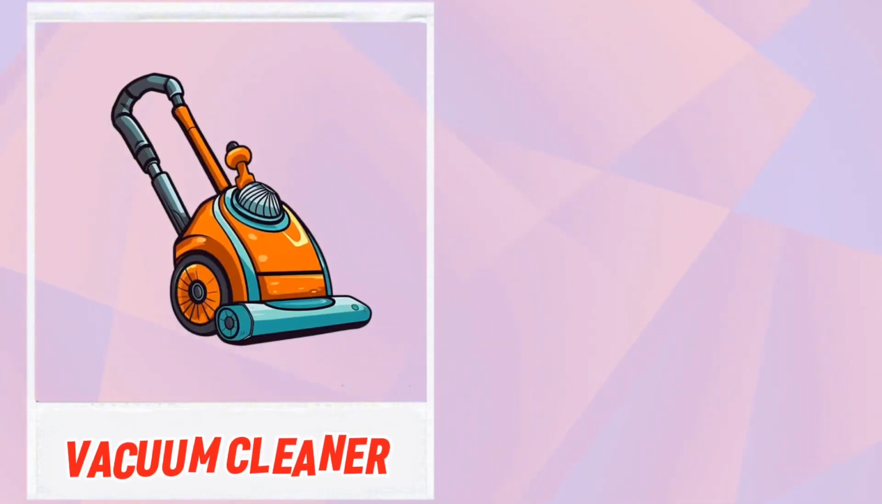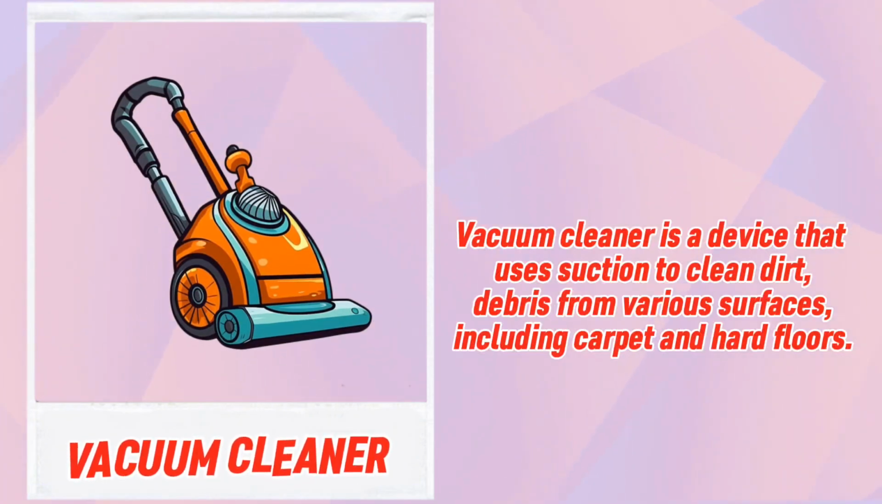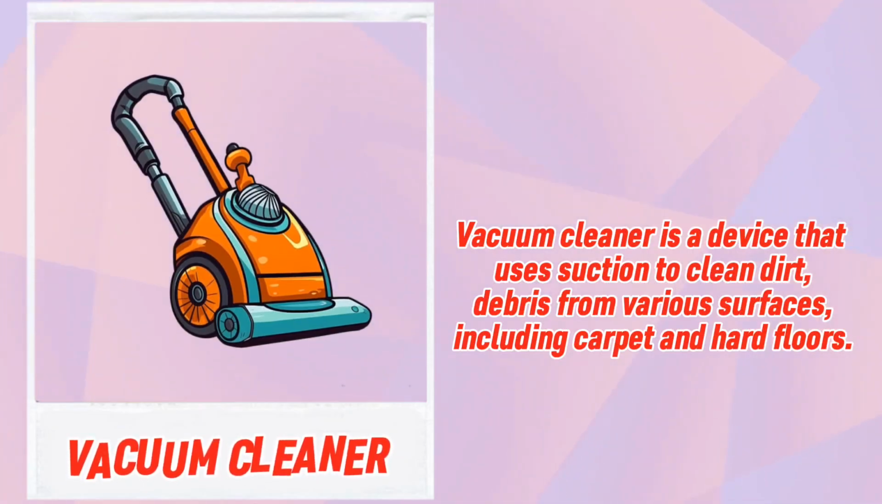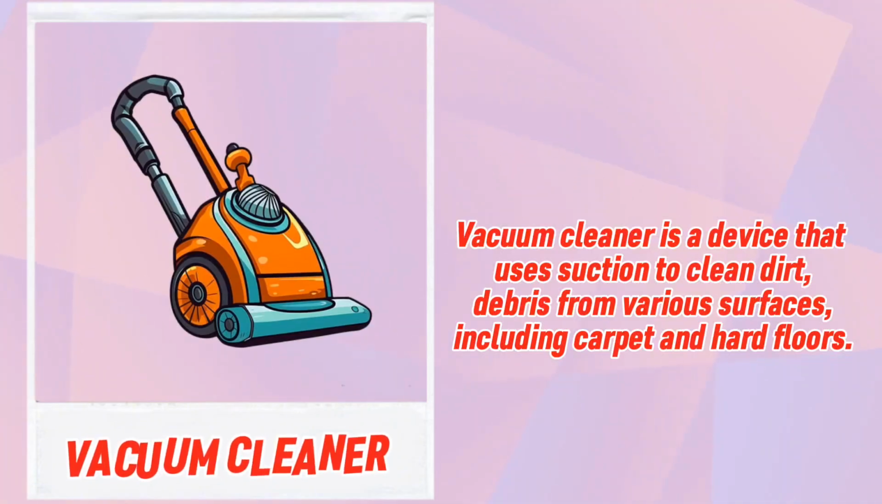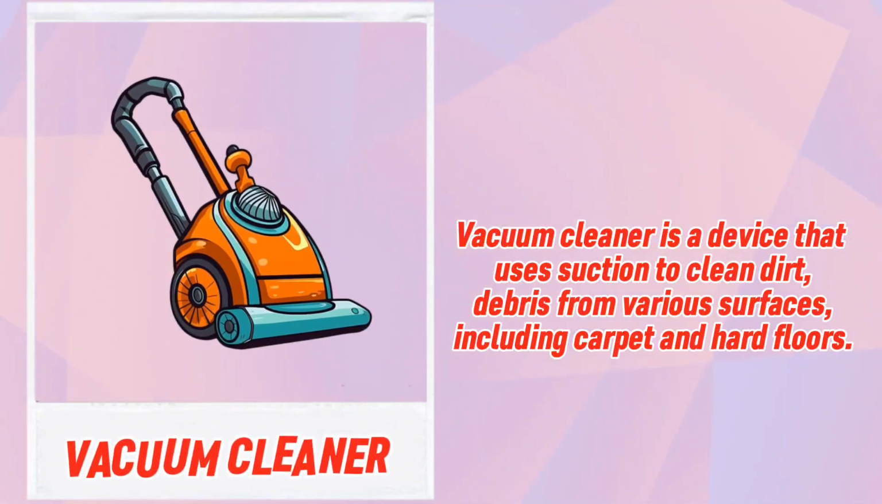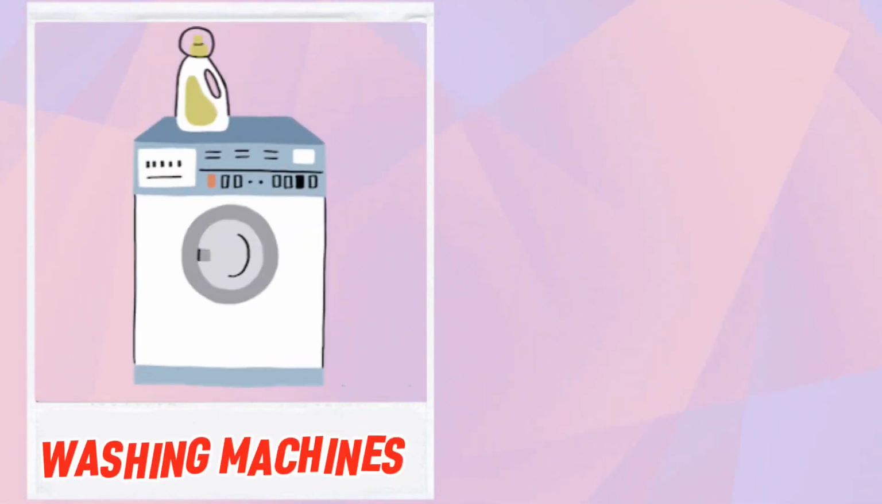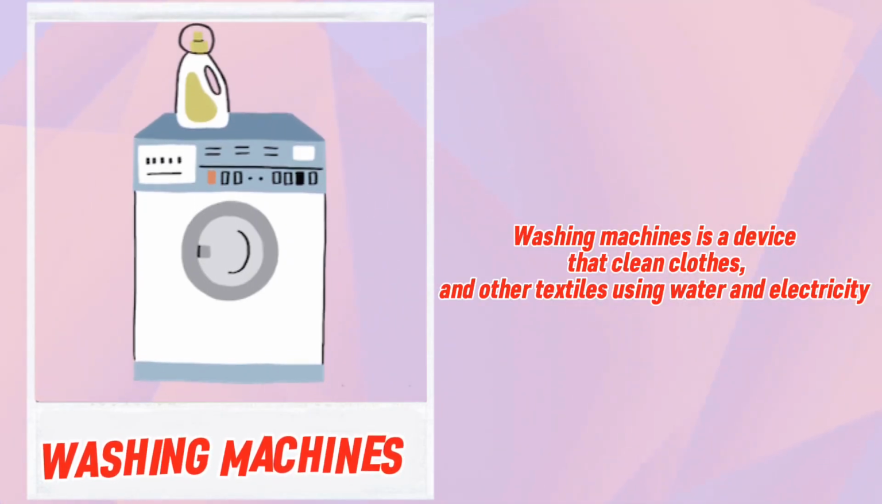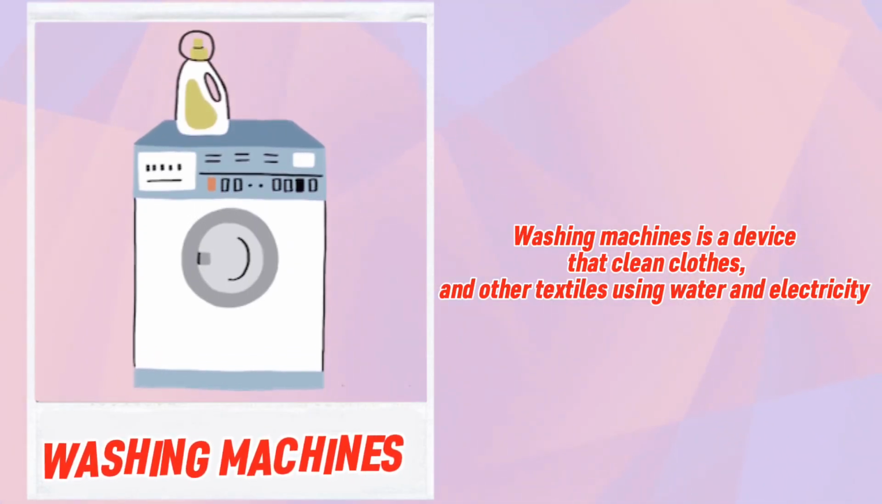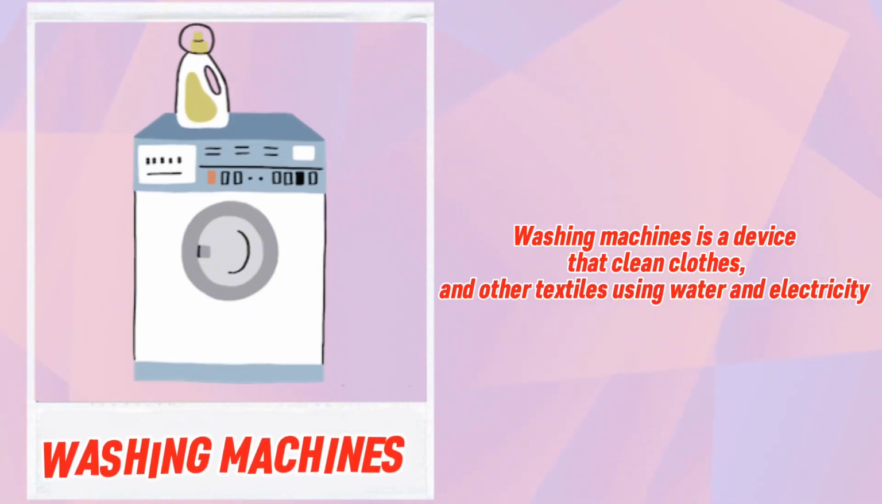Vacuum cleaner. Vacuum cleaner is a device that uses suction to clean dirt and debris from various surfaces, including carpet and hard floors. Washing machines. Washing machines are devices that clean clothes and other textiles using water and electricity.